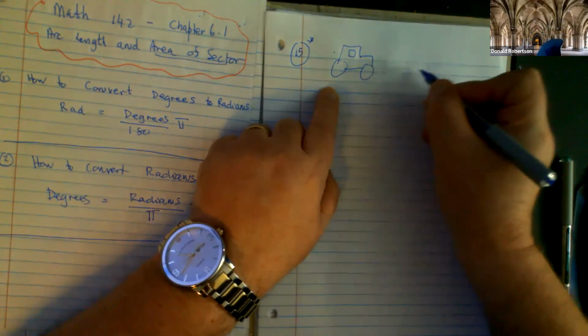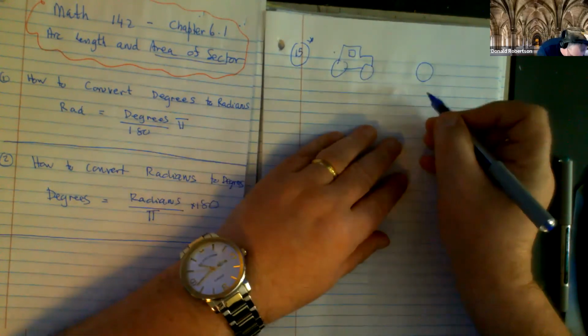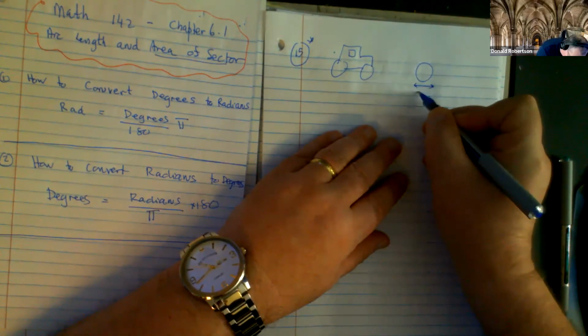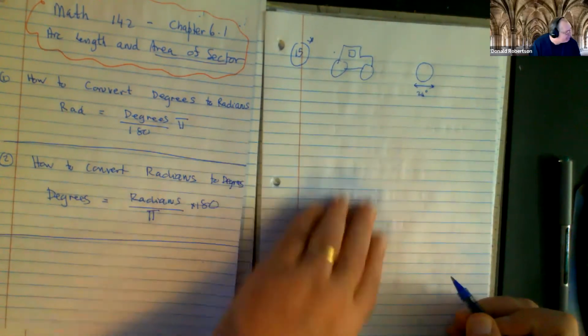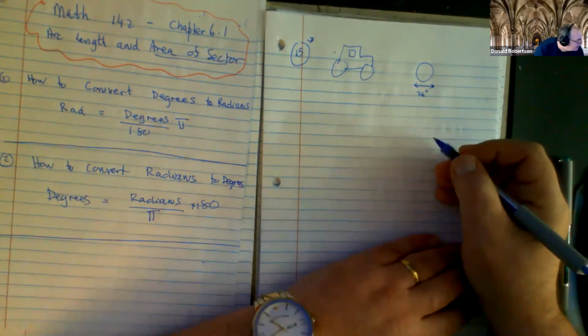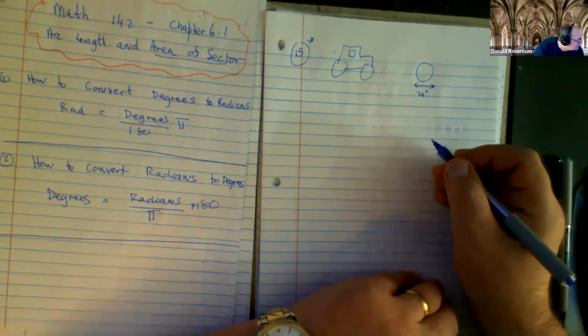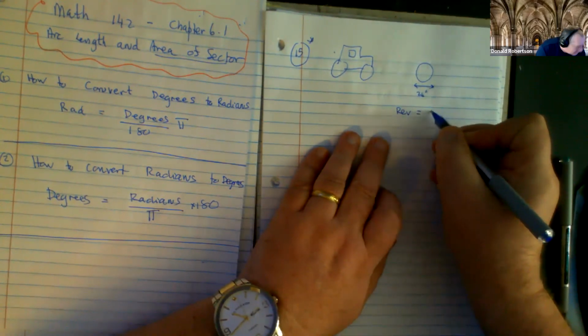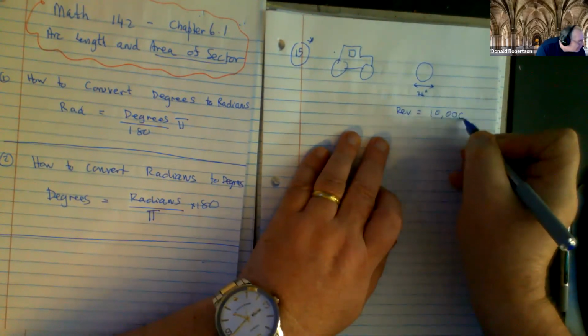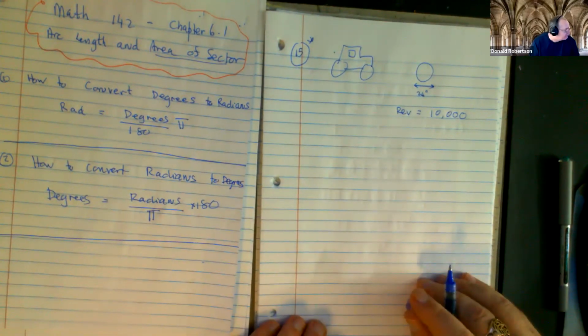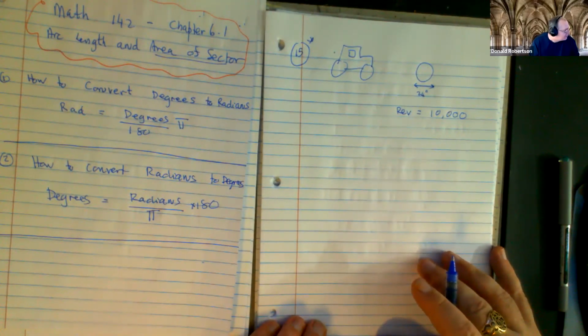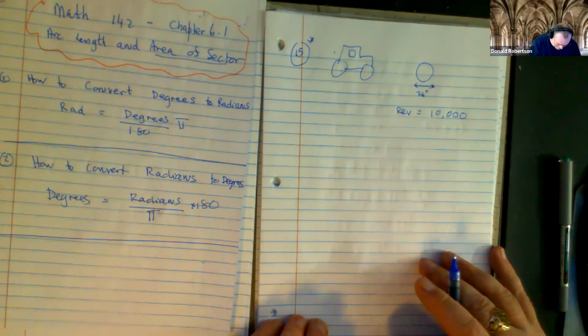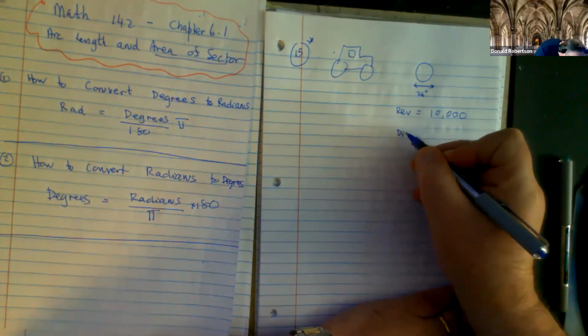So the single wheel of a tire has a diameter of 24 inches. And it revolves, so it does revolutions. It does 10,000 revolutions. And they want to know what's the distance that it traveled.